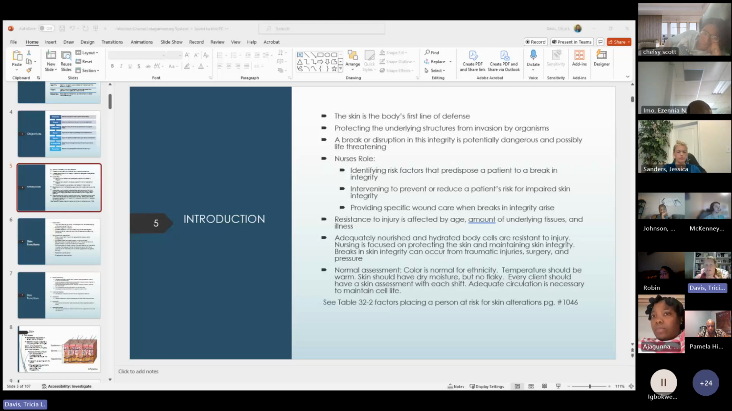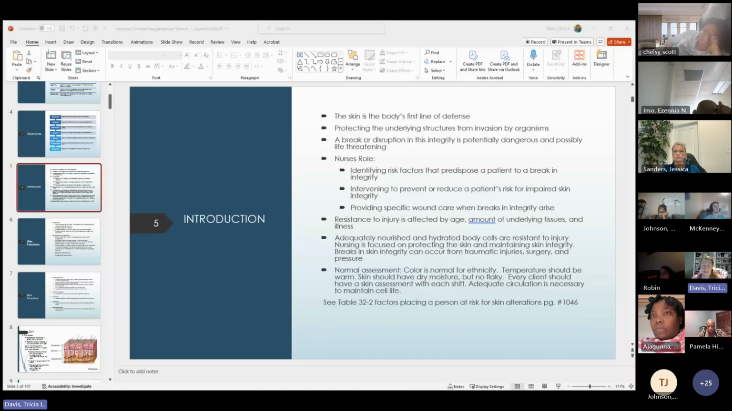And then if for some reason your patient does have a break in that skin integrity and they do develop some type of wound or some type of infection, or even if they come to you with a wound or some type of skin infection, then it's up to us to provide wound care to that patient to make sure that the infection heals and to make sure that it doesn't get any worse.